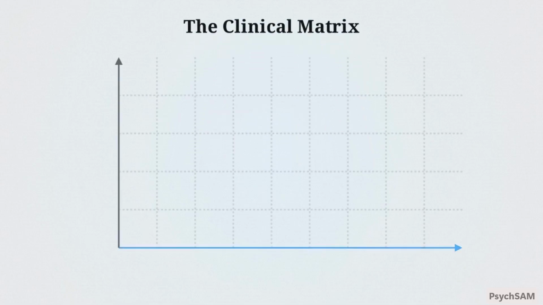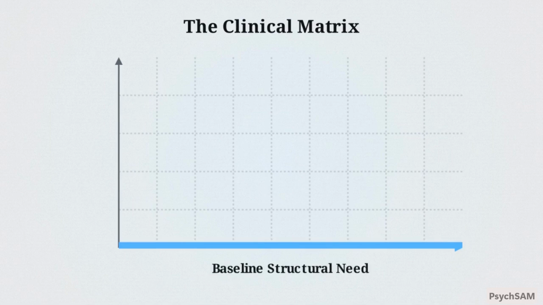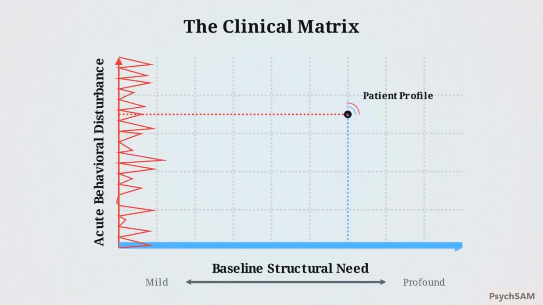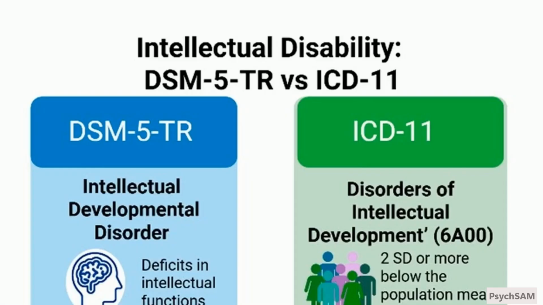The x-axis defines baseline structural need, mapping the environmental support required based on intellectual disability severity. The y-axis represents acute behavioral disturbance, tracking disruptive symptoms from co-occurring conditions like autism. This two-axis approach reflects current global standards.